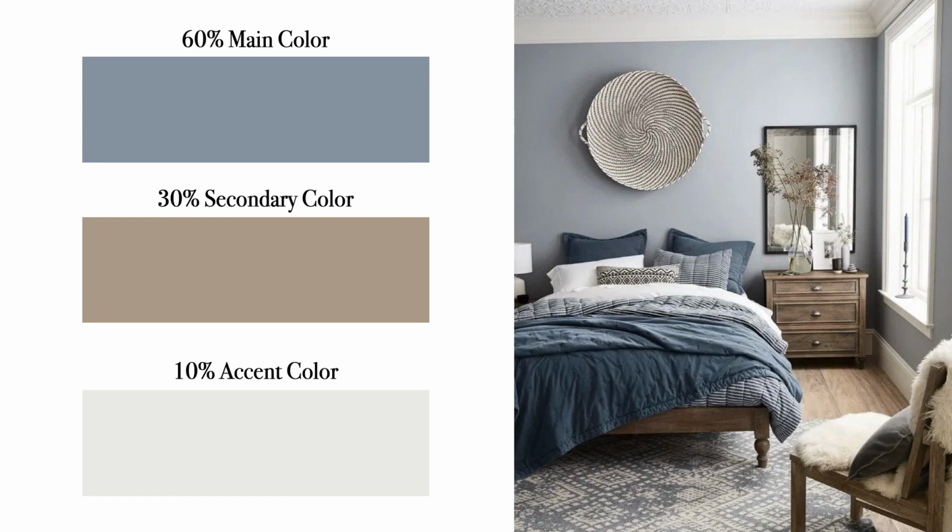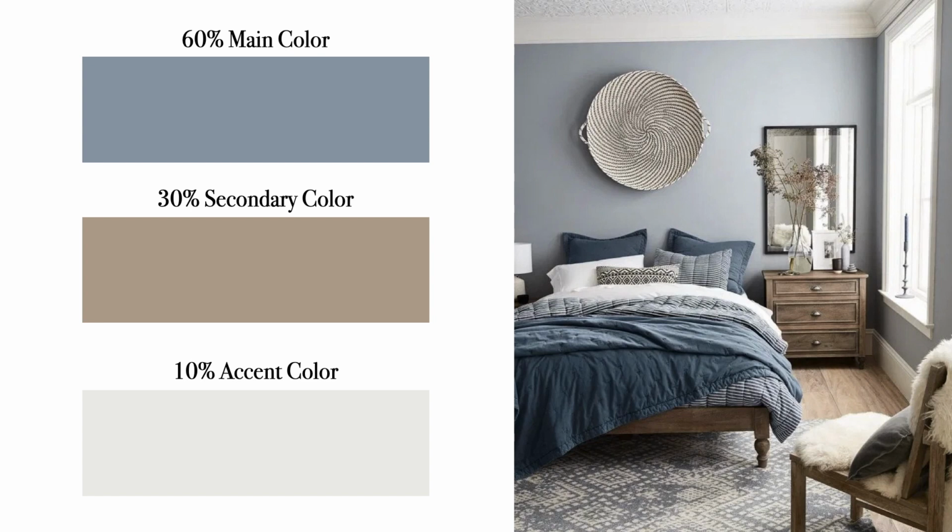Now, in this bedroom, the main color that we see is this beautiful blue-gray. And we see it in a few different shades, from light that we see on the walls to a darker color that we see on the bedding. Now, with this color on all 4 walls and being used in the bedding and the rug, it's definitely representing about 60% of the color in the room.